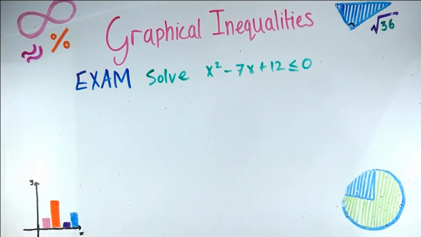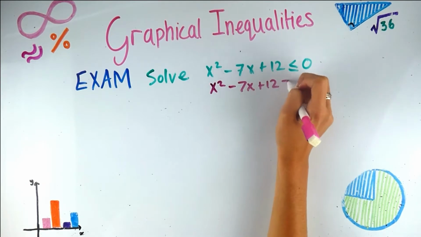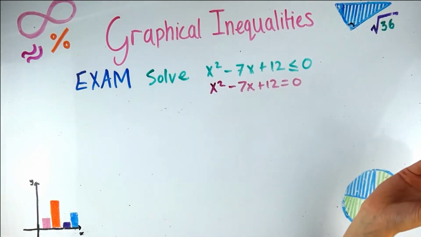Okay, so very similar again. As you can see with these, practice makes perfect. Solve x squared minus 7x plus 12 is less than or equal to 0. It's a quadratic inequality, so we know that we're going to be sketching the graph. First of all, we solve it as if it's equal to 0.